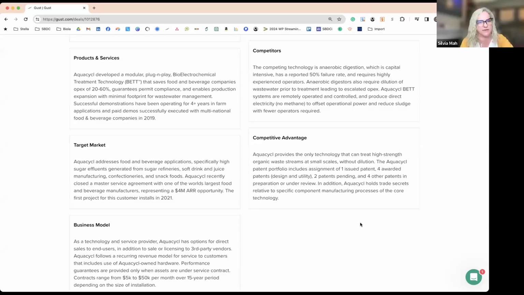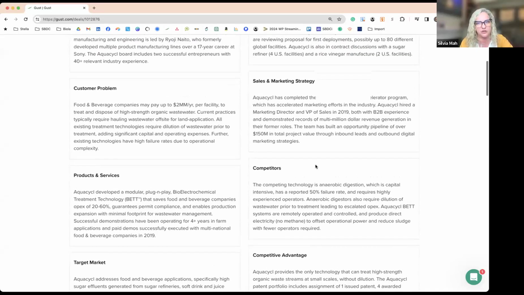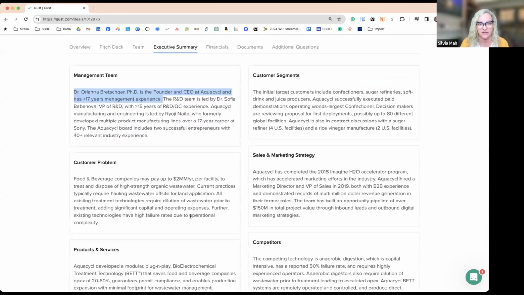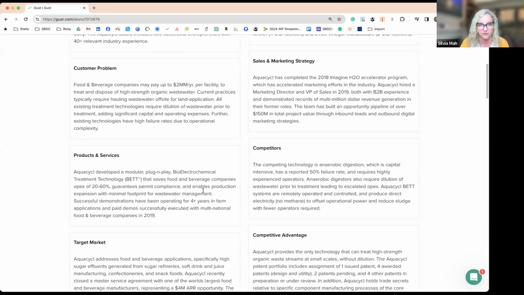I'm going to show you AquaCycle's executive summary. You'll see that these boxes here are what you actually put in when you're filling out your Gust profile. So very easy here. Oriana had it as Dr. Oriana Breschner, and then the R&D team is led by so on. Sometimes you see it as more of bullets. Customer problem, very easy to understand. Products and services.